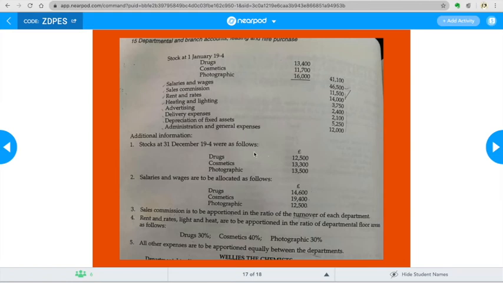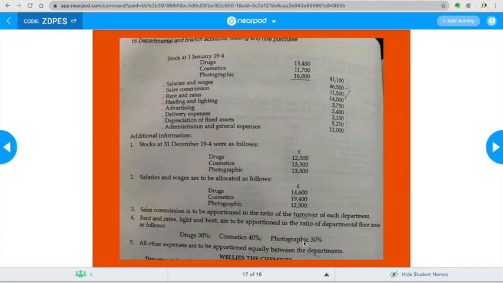Okay. Now, in the additional information, let's look for a basis of apportionment. Stocks, salaries, and wages are to be allocated as follows. Sales commission to be apportioned in the ratio of turnover of each. Rent and rates, light and heat are to be apportioned in the ratio of departmental floor area as follows: drugs 30%, cosmetics 40%, photography 30%. So basically 14,000 is going to be divided like this: 30% of 14,000 to drugs, 40% of 14,000 to cosmetics, 30% of 14,000 to photographic.